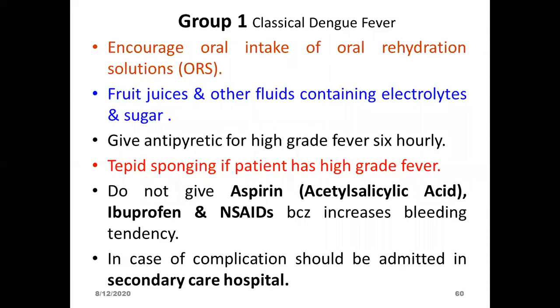The first group, that is the classical dengue fever. In this patient, we will encourage oral intake of oral rehydration solutions. We are suggesting the patient to take fruit juices and other fluids containing electrolytes and sugar. Give antipyretics for high-grade fever every 6 hours. Tepid sponging if the patient has high-grade fever.